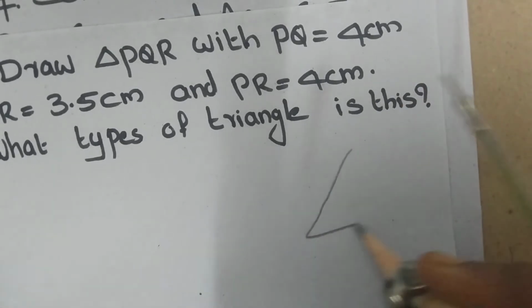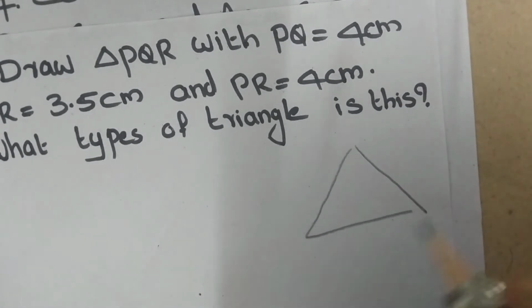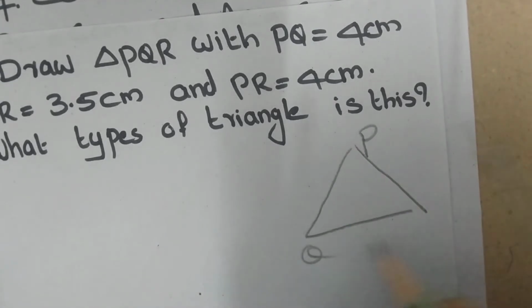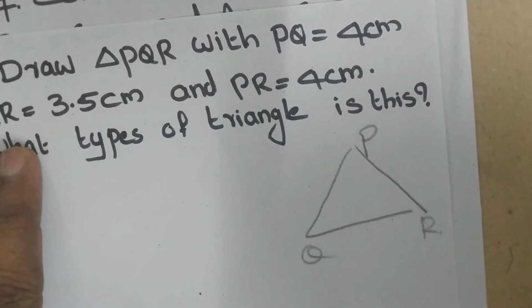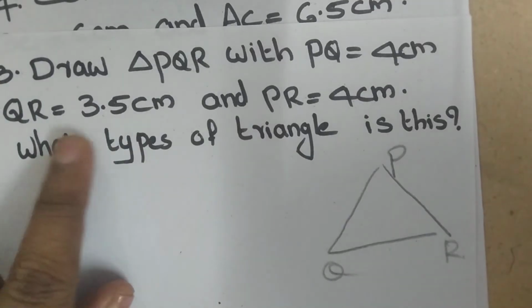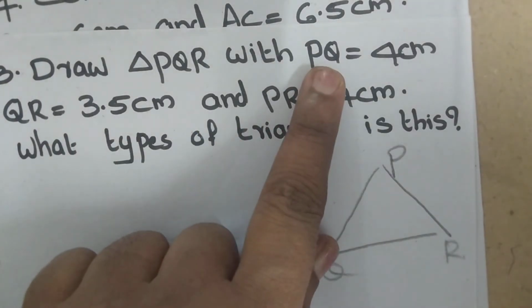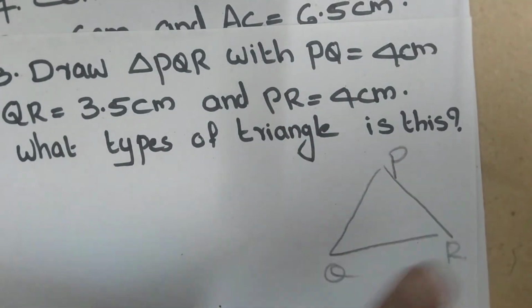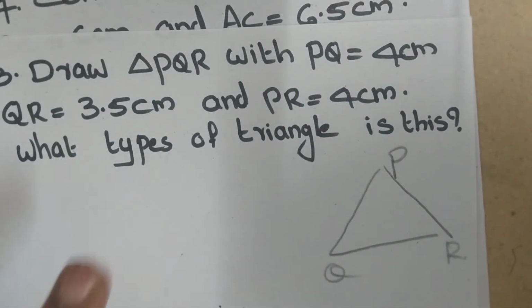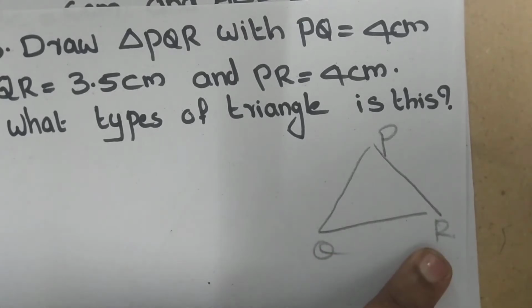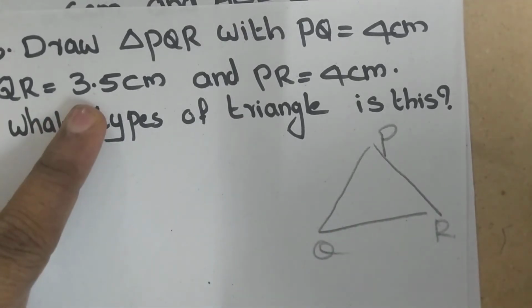Rough sketch means we always take the base part, and the top part we take as P, and mark Q and R on the base part. Meaning, take the QR value first and mark it as the base. How much? 3.5, not PQ. PQ is the left side of the triangle. Take the QR side value as the base side.